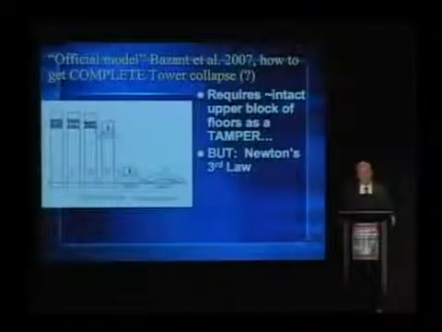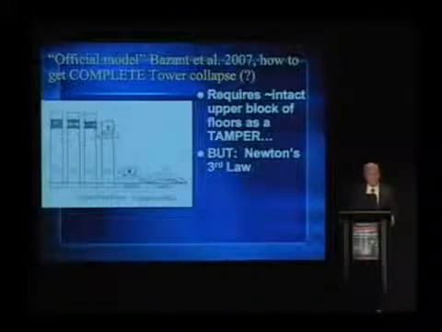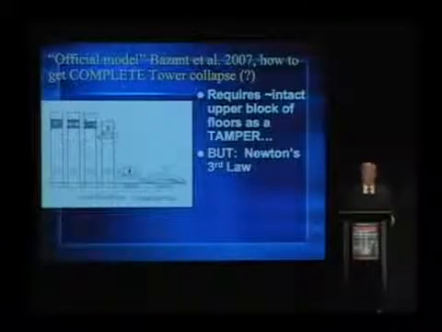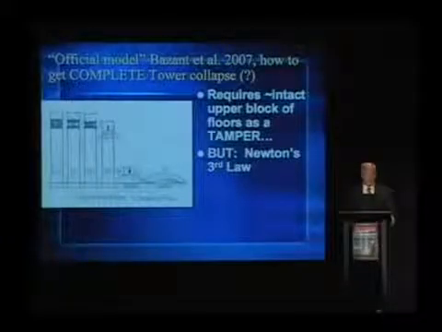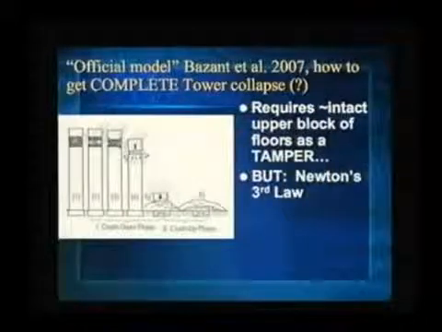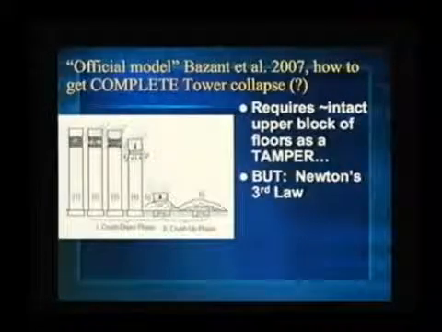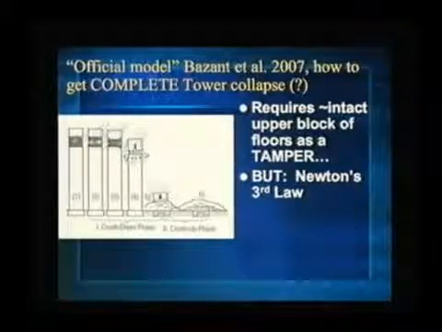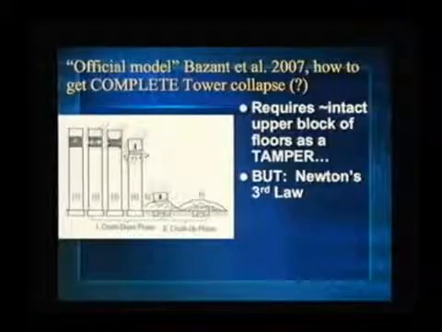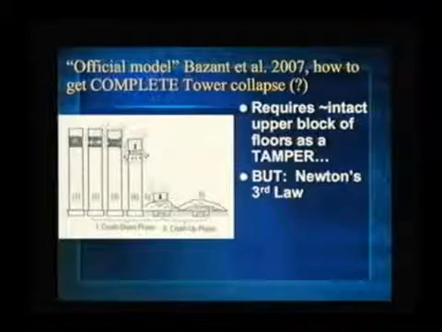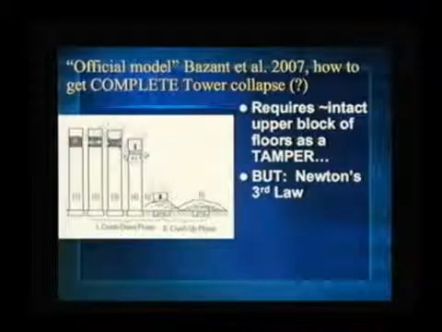But okay, back to the official model now presented by Bazant in a published paper: how to get a complete tower collapse. Their argument in this paper is that where the planes went in and there are fires, there's somehow this weakness, rather simultaneous, and this upper block of floors acts as a tamper to push down, so it stays fairly intact as a tamper. Makes some sense, right?